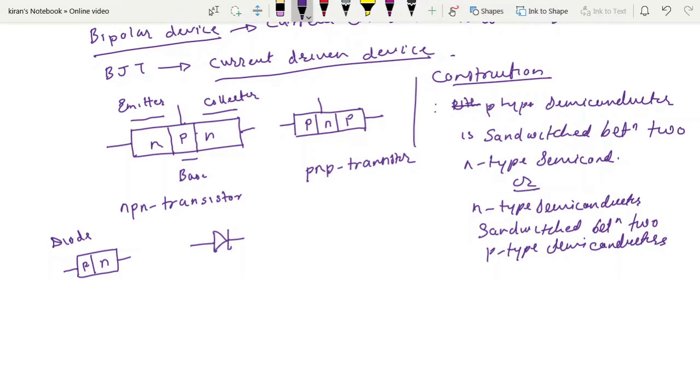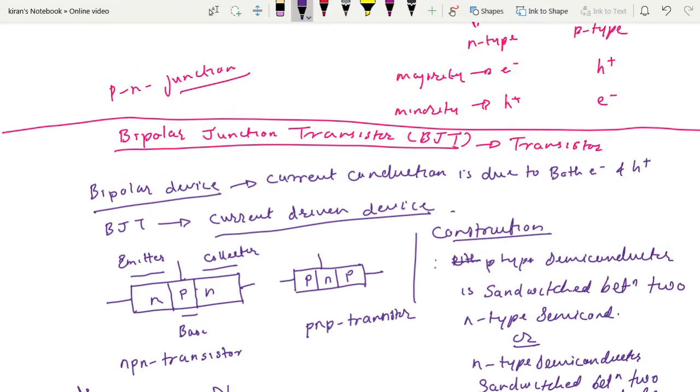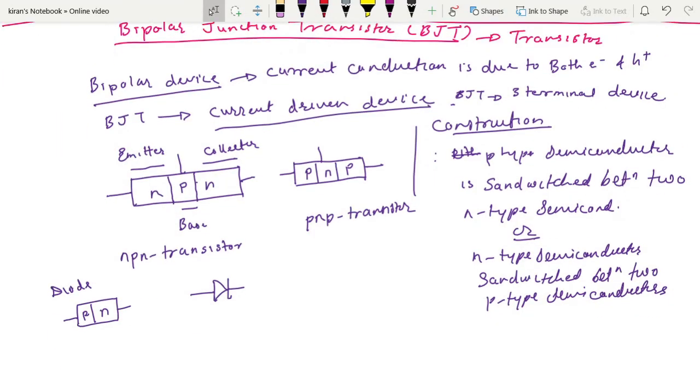So the properties of BJT are: current conduction is due to both electron as well as hole, BJT is a current driven device, and BJT is a three terminal device. When you sandwich a P-type material between two N-type materials, or an N-type material between two P-type materials, we are creating two PN junctions. Just like over here we created a PN junction, this is a P-type material, this is an N-type material, and in between we have created a PN junction. Similarly, between this P-type material and this N-type material, there is another PN junction.